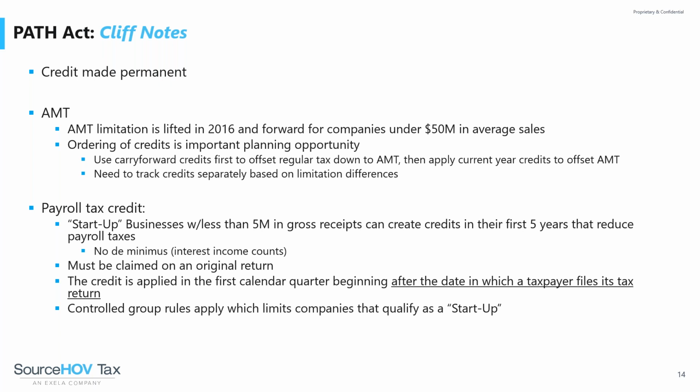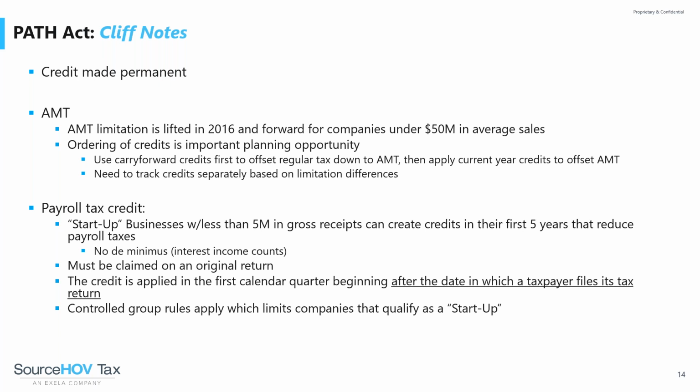Now, it's important to note that even small amounts of income can actually count as an income year. So if you're in your first year and you've got some interest income, that counts as far as it being an income year. So you need to be in your first 5 years of gross receipts history, and you need to do it on an originally filed return. You couldn't in year 8 decide to go back and amend to claim this kind of a credit.